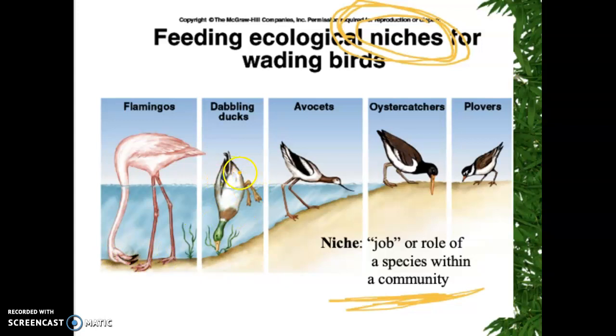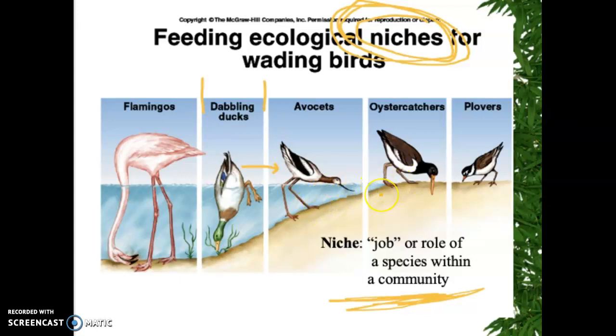Dabbling ducks dip down, grab some vegetation, pop back up. You move a dabbling duck over here to the flamingo spot, it can't reach the food, the water's too deep. You move a dabbling duck this way to the avocet spot, the water's too shallow, there's no vegetation there. So the dabbling duck does well in this range of water depth. Avocets, they like to feed here.